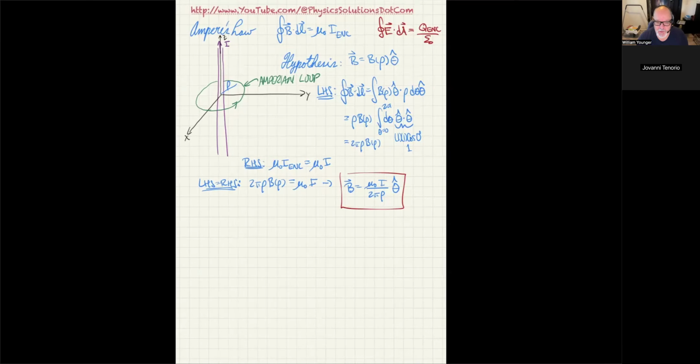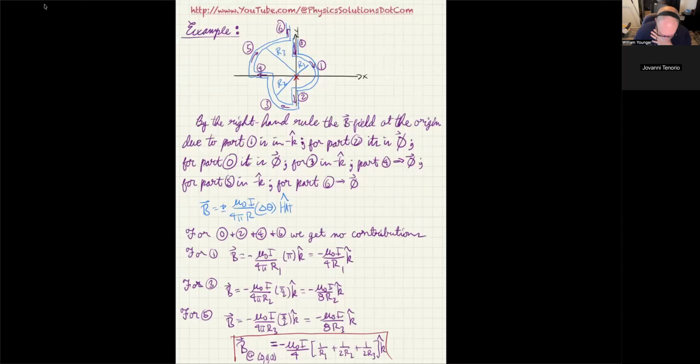How about you, Giovanni? You have any questions, sir? Yeah, just one for when you were doing that problem, the one that had a whole bunch of arcs. How did you orient your hand to know that it was going in the negative k direction? So let me use something. I'm trying to figure out something I can use as a diagram.